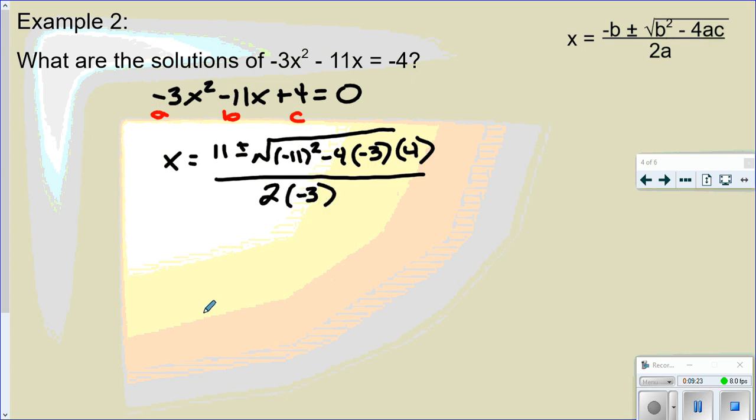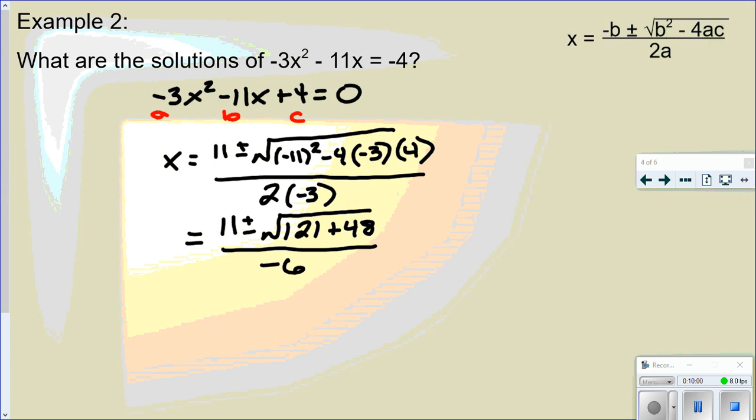And now we just do PEMDAS, order of operations. All right, so I'm going to do negative 11 times negative 11, and then I'm going to do negative 4 times negative 3 times 4, and I'll go ahead and multiply the 2 times negative 3. And that's going to leave me with 11 plus or minus the square root of 121 plus 4 times 3 is 12, times 4 is 48, and that's over negative 6.